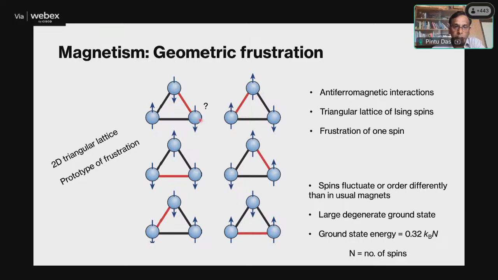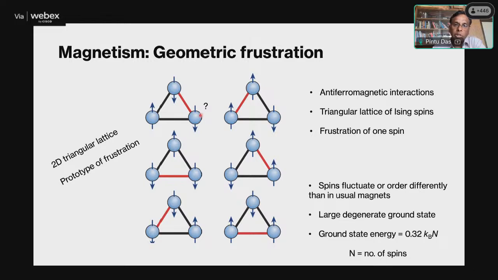This spin and this spin, this is also satisfying. But in a triangular lattice, this and this in no way can satisfy this antiferromagnetic interaction. So when it comes to this kind of bond, at least one of the spins doesn't know what to do. And that's what we call frustration, magnetic frustration in this case, which comes into play because of the geometry of the system. So we call it geometric frustration in magnetism in this typical 2D triangular lattice.